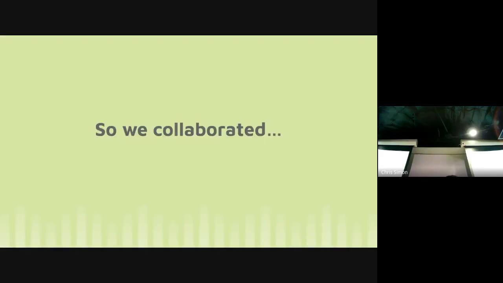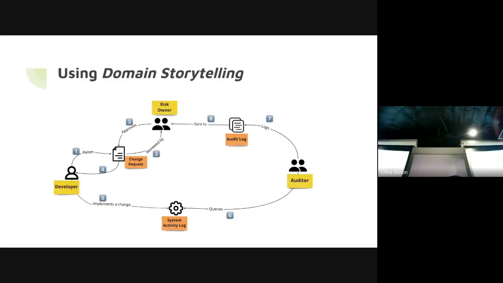What did we do? We collaborated, and we used domain storytelling to model a use case. This is a very simple scenario. It is a scenario of someone raising a change request and a change being implemented. It has a change approval process. It has a change implementation process. And then, because this is financial services, regulated and audited, there is an audit process on the other side of it.